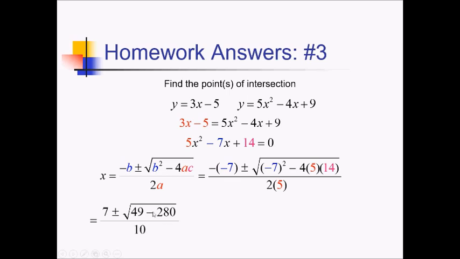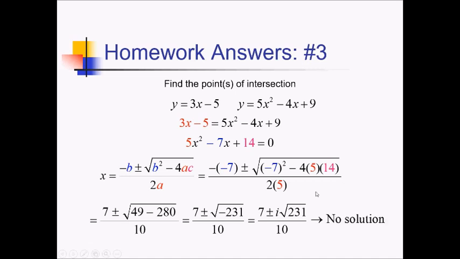And inside here, 49 minus 280, that's going to be negative 231. And I can take out an i to simplify that a little bit. I don't think I can really simplify it anymore, but it doesn't matter because if you have an imaginary number, well, you're trying to find a point of intersection, so the x value can't be an imaginary number. That just means that there's actually no solution, that in fact these functions do not intersect at all.